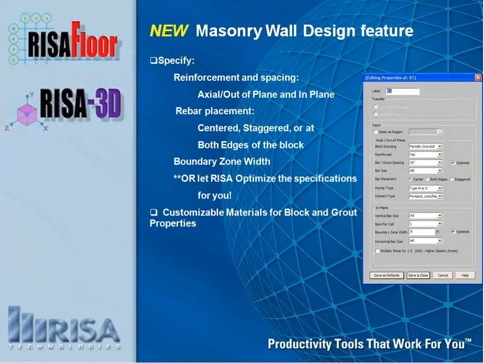Or else we can let RISA optimize the specifications for you. So what that means is we can either specify directly, telling what rebar and what spacing we would like. Otherwise, the program will decide what is the best spacing and rebar for us. One of the other things is we can customize the materials for the block and grout properties. So we'll be able to tell the program specifically what weight block we're using and what grout we're using in order to find the most optimal situation. We're going to get the best self-weight calculation based on those block and grout properties.